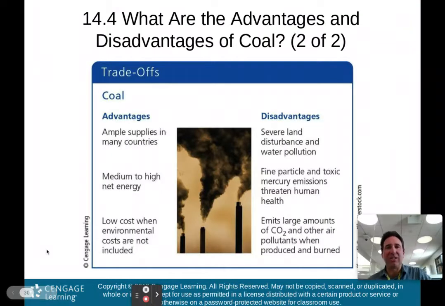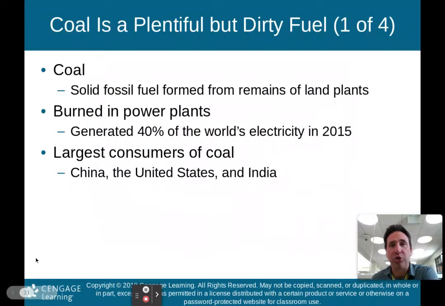So here are the advantages and disadvantages of coal. The advantages are on the left here: ample supplies in many countries, medium to high net energy yield, and a low cost when environmental costs are not included. Disadvantages: severe land disruption and water pollution to get the coal out of the ground. Fine particle and toxic mercury emissions threaten human health. And coal emits large amounts of carbon dioxide and other air pollutants when it is produced and burned. So again, very efficient, very cheap, but very, very dirty when it comes to the environment. Coal is a plentiful but dirty fuel.